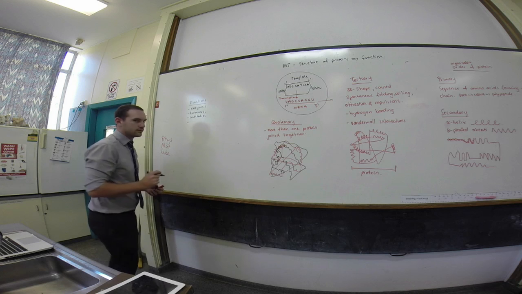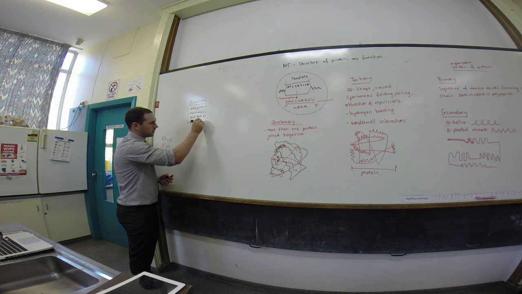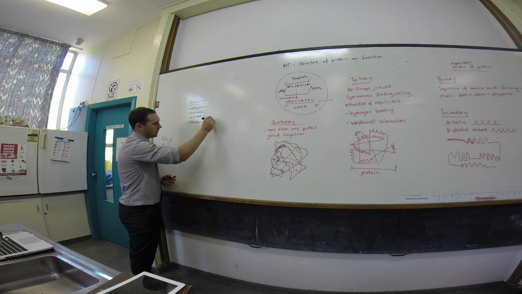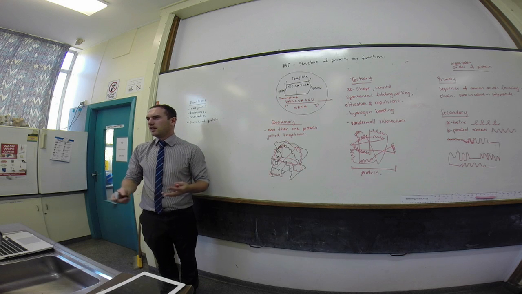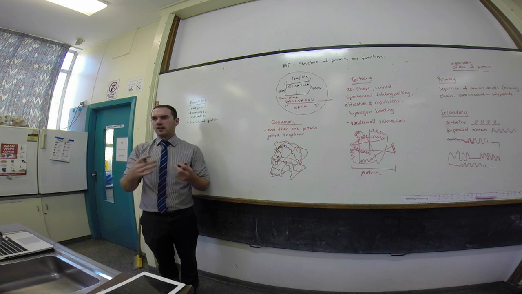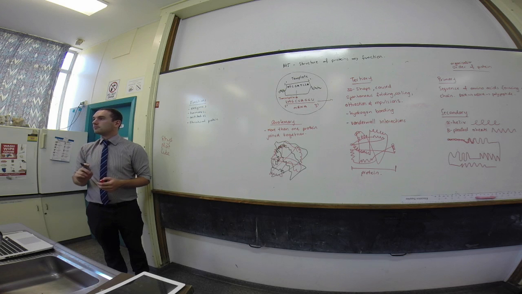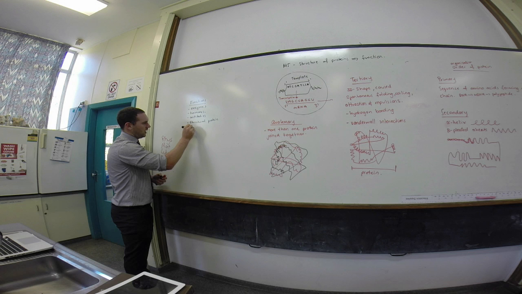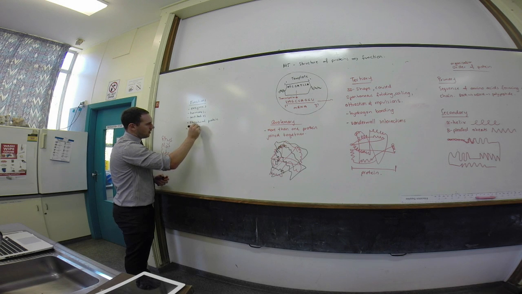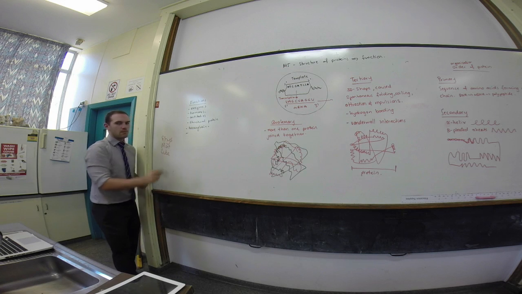What else? Structural proteins. Okay, these can be made up or evident in ligaments, tendons, in the cytoskeleton, all different areas to provide structure. What else? Excellent. Hemoglobin. So hopefully something like that. What else?